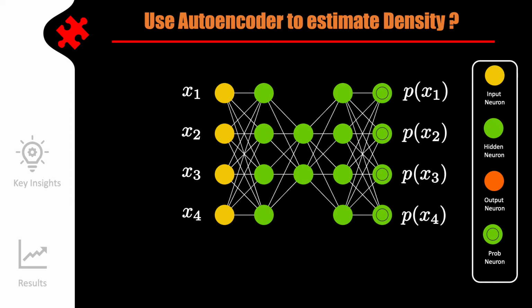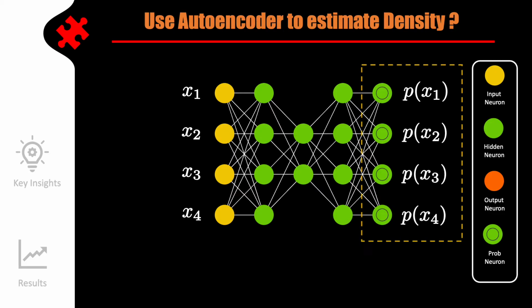Let me explain. The first version of this thought of learning the probability distribution may look something like this. Pay attention to this part of the network that has been modified. So here, instead of x1 hat, x2 hat, x3 hat, x4 hat, first I have replaced those with p of x1, p of x2, p of x3 and p of x4 respectively. And note that the color for the output neuron is also different now. It is green, not red. And this green neuron also has a circle inside it, and it represents what we call a probability neuron.